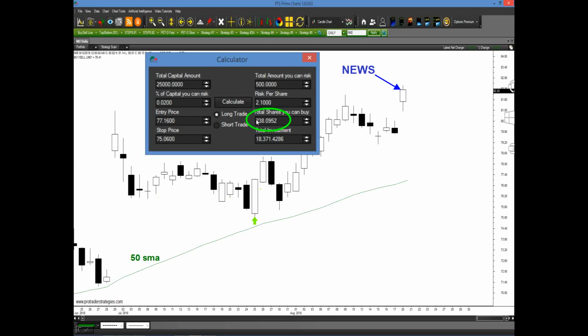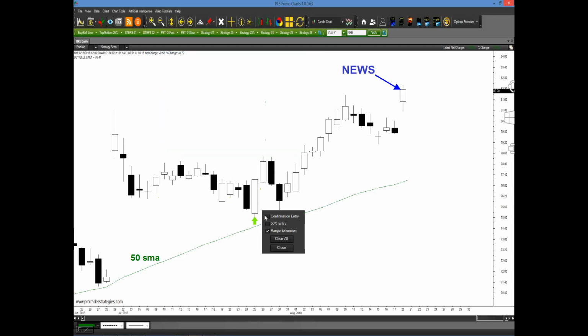So we can round it out, let's say, to 240 shares, and we'll still be in line with our managing of this trade. All right, so we buy 240 shares right here. Okay? Now, where exactly do we exit? Well, we simply click on our range extension. You double click on the green arrow and the range extension arrows appear.